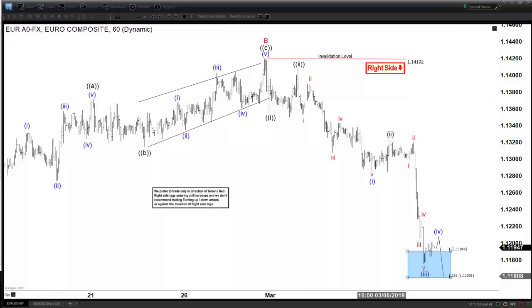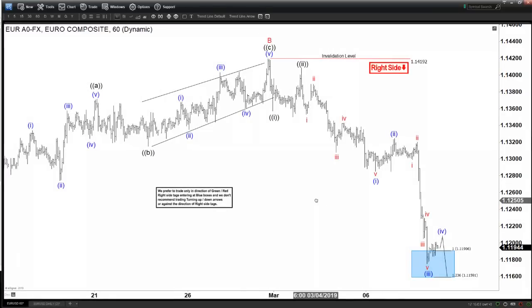The time is around 4 a.m. GMT. We will take a look at the euro dollar. This is a 60 minutes chart. Now today the euro dollar sold off after the ECB meeting, in which President Draghi sounded dovish and also introduced another type of easing that caused the euro dollar to sell off immediately after his speech.